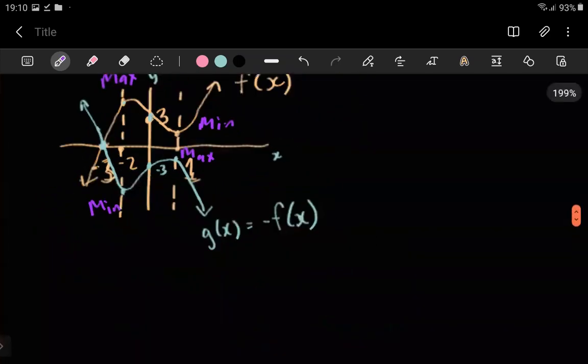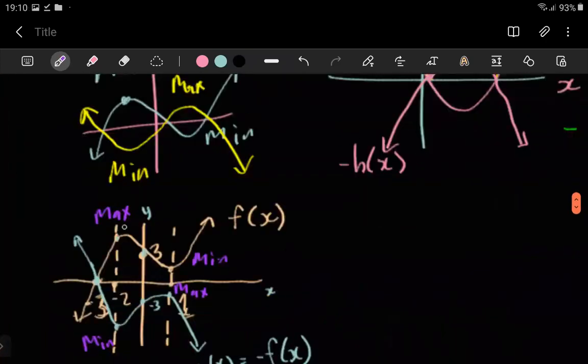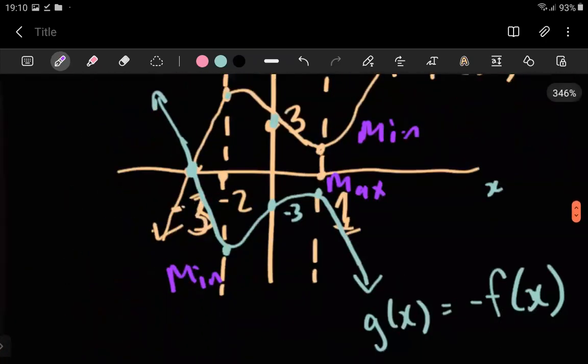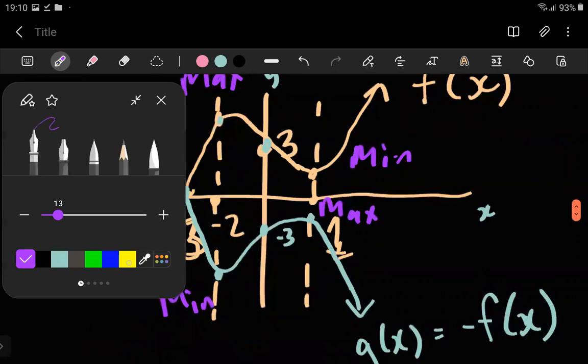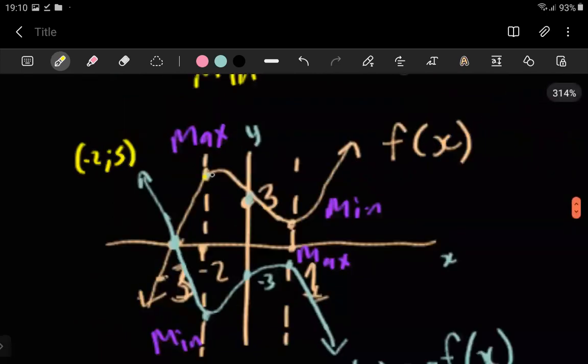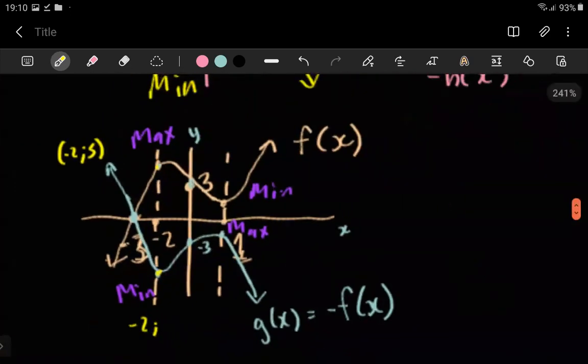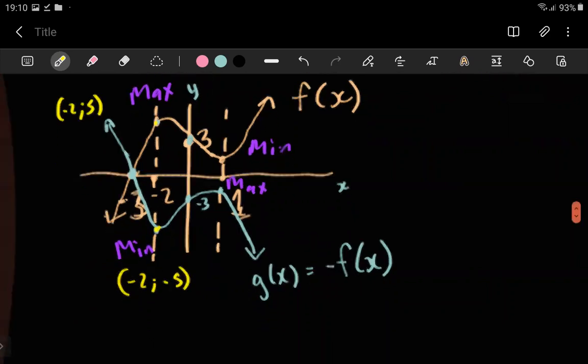If they want us to get the local minimum of g, we just have to use this coordinate to help us. Based on the information we were dealing with, the x value here was -2 and the y value was 5. So for its reflection, it's the same x value, still -2. But if it's 5 units up going this way, it would need to be 5 units down going the other way. So this is going to be the coordinate of the local minimum.